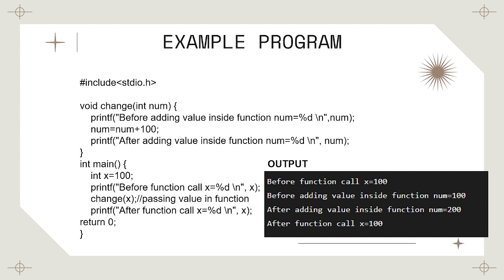Coming to change, again we are printing the value of num. The variable num is equal to num plus 100, meaning 100 plus 100. After adding the value inside the function, num will be printed, that is nothing but 200. When you exit from change, the control comes back to the main function and x will again be printed as 100, because whatever value you change in the function will not be reflected in the main function. This is about the call by value.